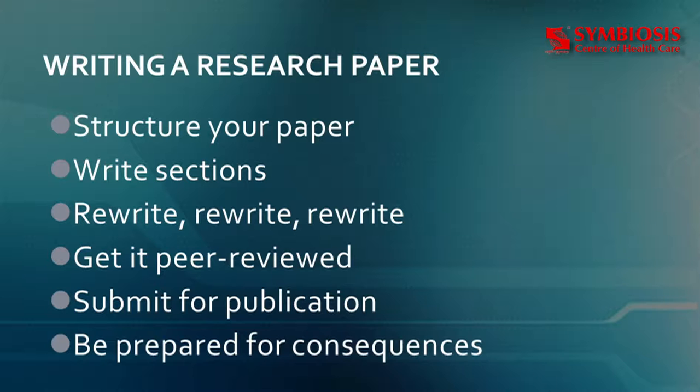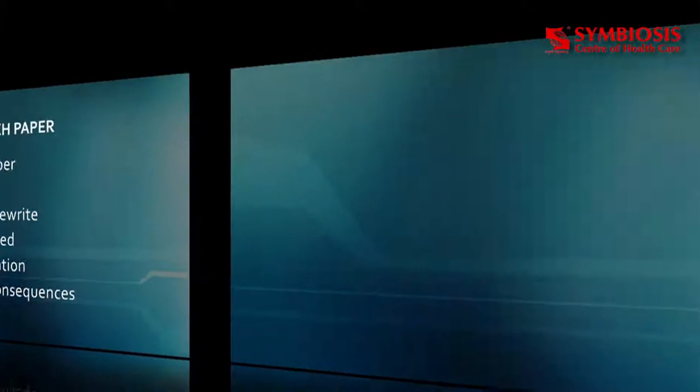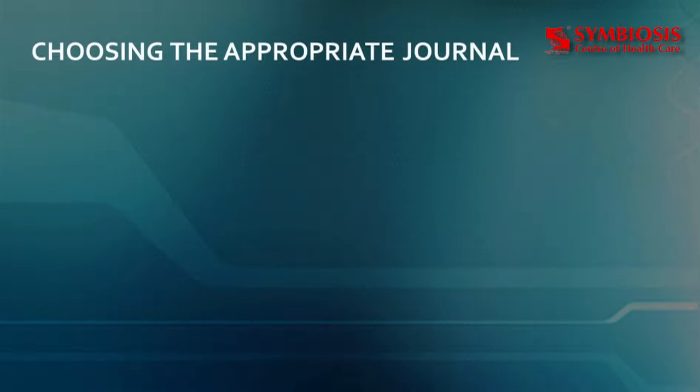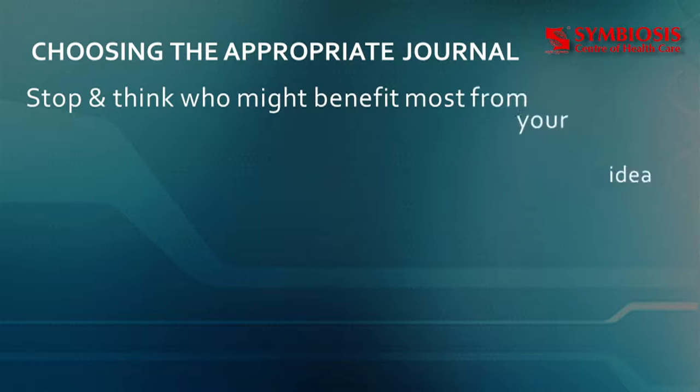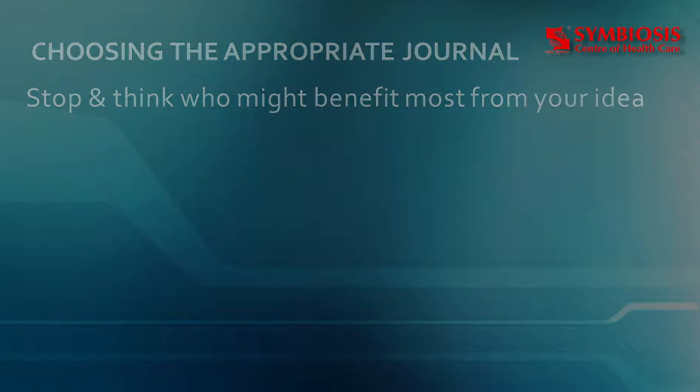prepared for these consequences. Now, let us come to the point of how to choose an appropriate journal, because that is important. Choosing an appropriate journal remains a very critical step in the whole process of writing a paper. And therefore, we say: stop and think about who might benefit most from your idea, because you have a research idea and you have translated that into a research project and the findings are with you.